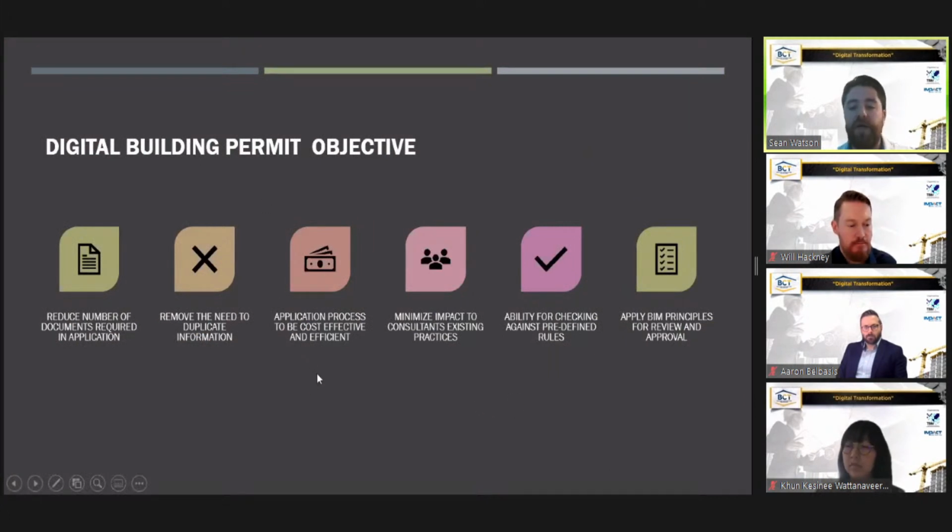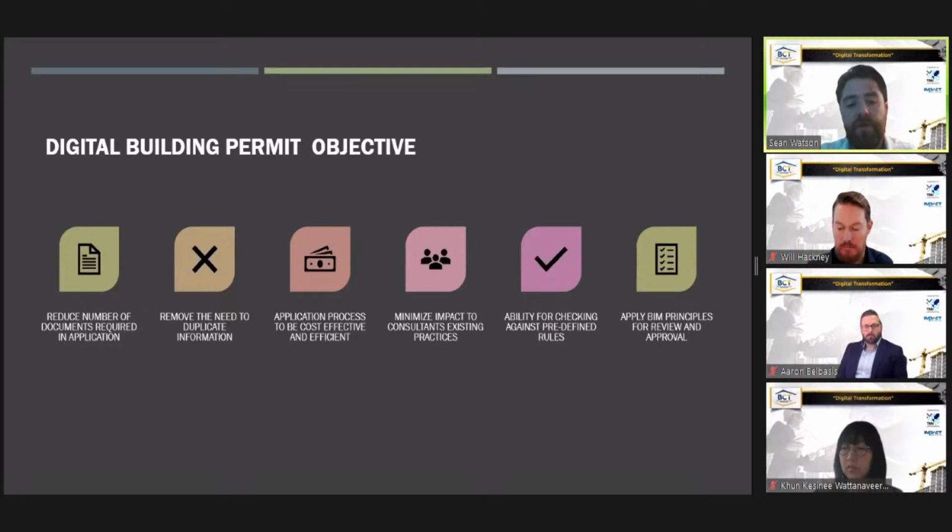Our objective by trying to achieve a digital building permit is to reduce the number of documents required in the application. So currently, there's a number of documents required in terms of planning application submittals and what are the actual documents that need to be submitted. So we looked at the overall number, and we looked at a way that we could potentially reduce those. Across those documentations, a lot of the information on them is duplicated. So you would be inputting same information more than once.